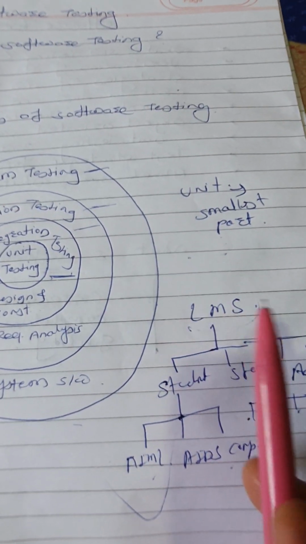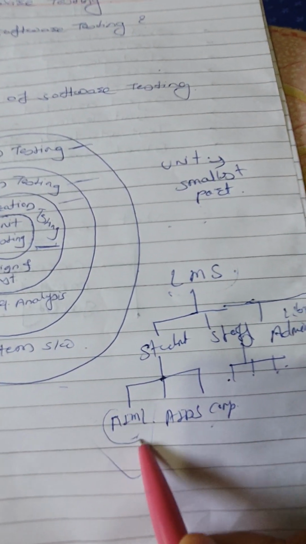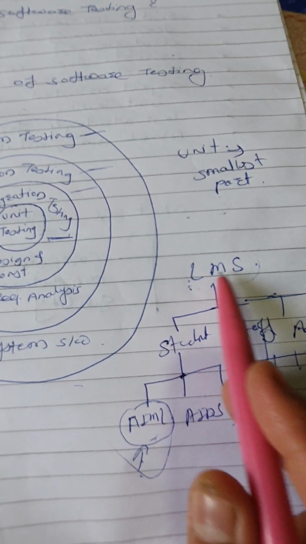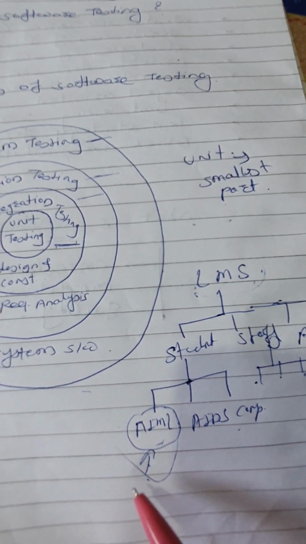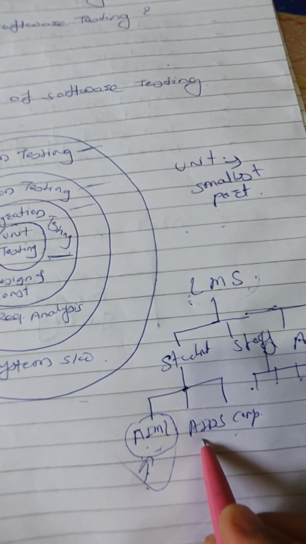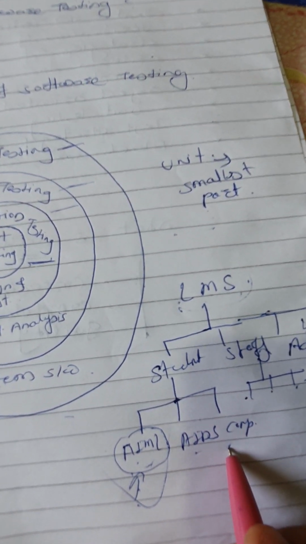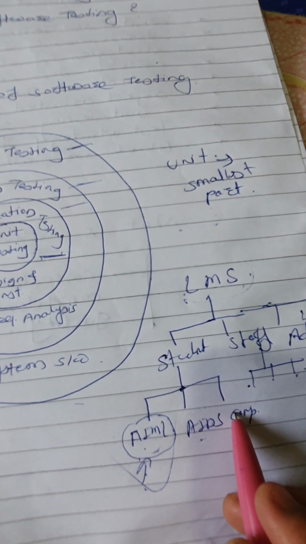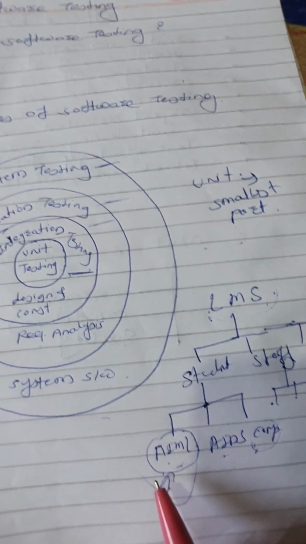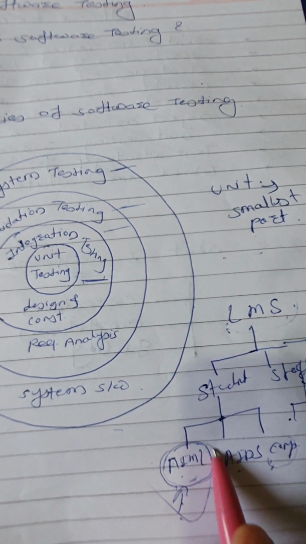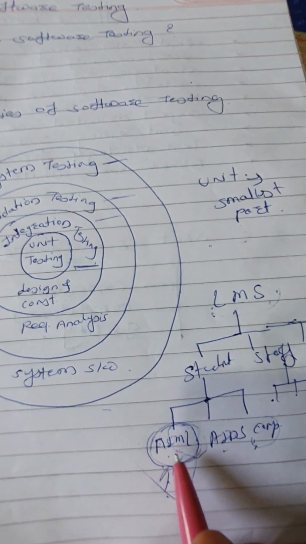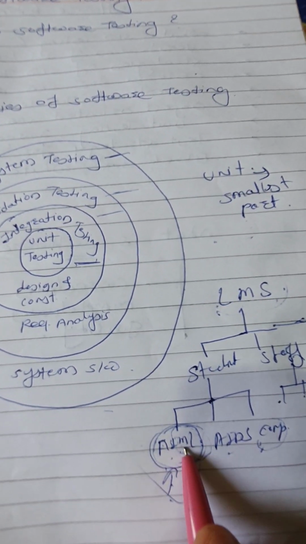So now unit testing means what? Suppose this AIML student is a single part of your software. Your software is the library management system, and in it AIML student is the smallest part of your system, as well as AIDS student or computer student. Smallest part is nothing but a unit. This is one unit, this is one unit, and this is one unit. So testing performed on that particular unit only is called unit testing, because this is the smallest part of your software.